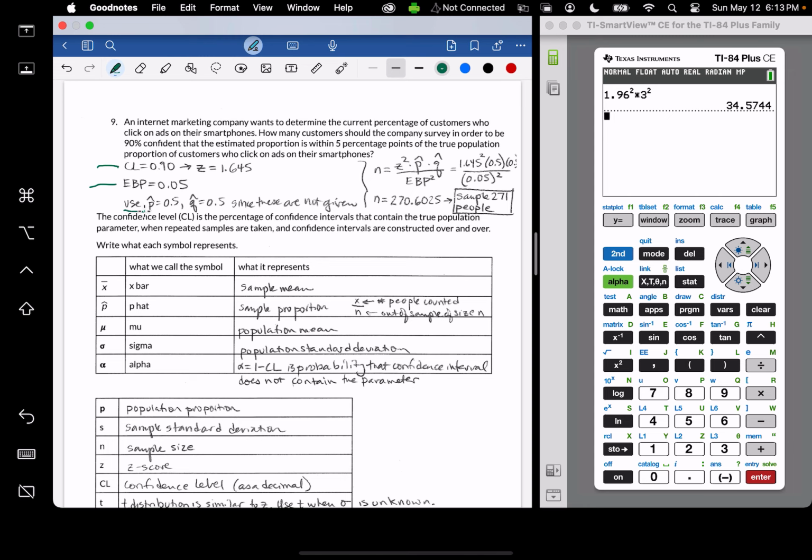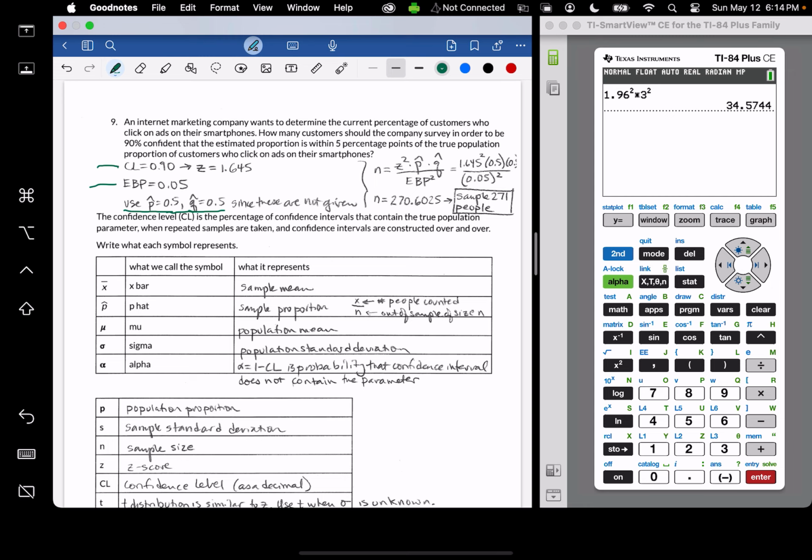We're going to use p hat equals 0.5 and q hat equals 0.5 since these are not given. And you're like, right, I'm not going to know the sample proportion until I sample, and I can't sample until I know how many people to sample. So this is a really good rule of thumb. Make sure you put this on your notes sheet.